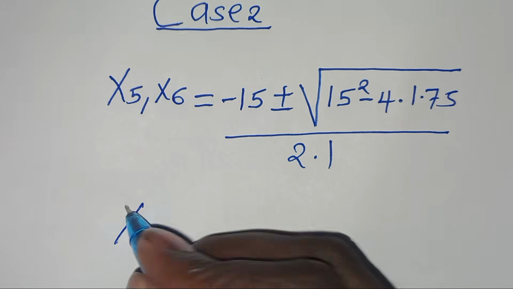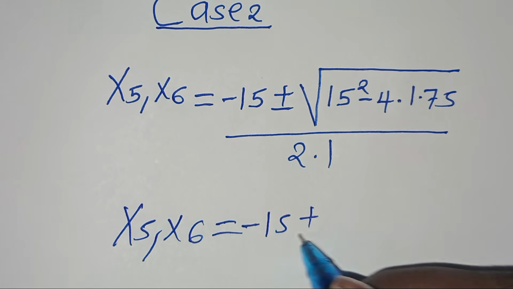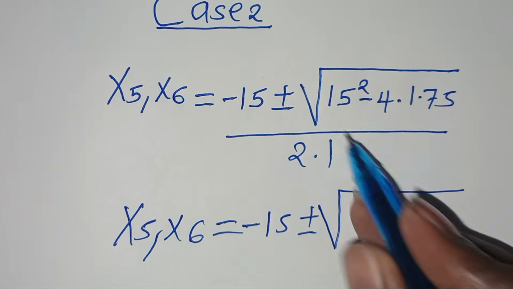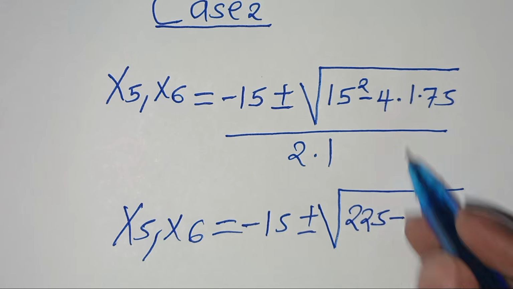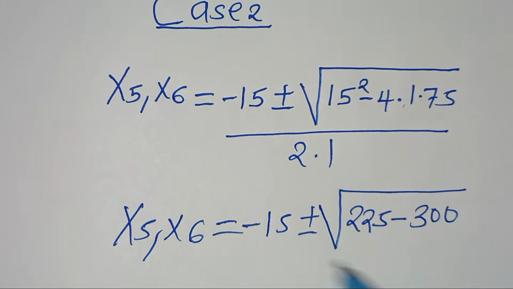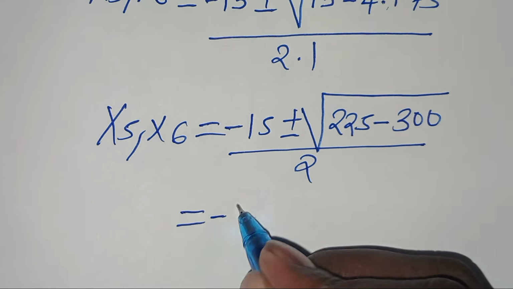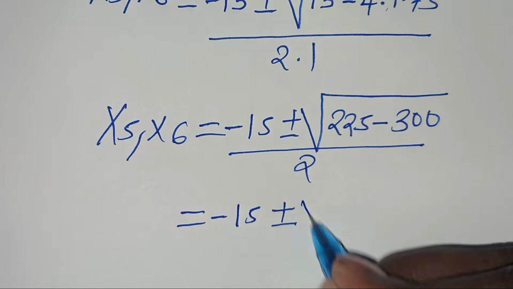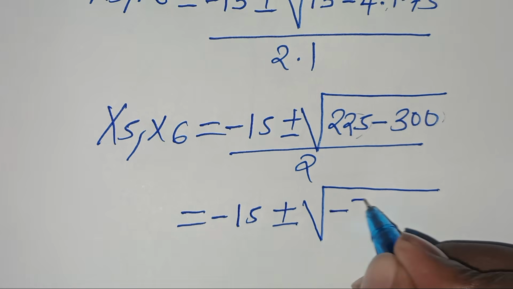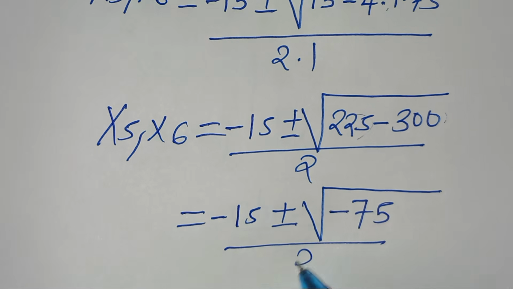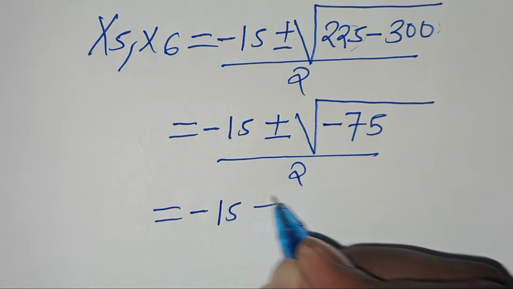Now we have x5, x6. This is equal to negative 15 plus or minus the square root of 15 squared, this is 225, subtract 4 times 75 times 1, this is minus 300, divided by 2. So this means that we have negative 15 plus or minus the square root of 225 minus 300, this is negative 75, divided by 2. So this implies that we have negative 15 plus or minus.